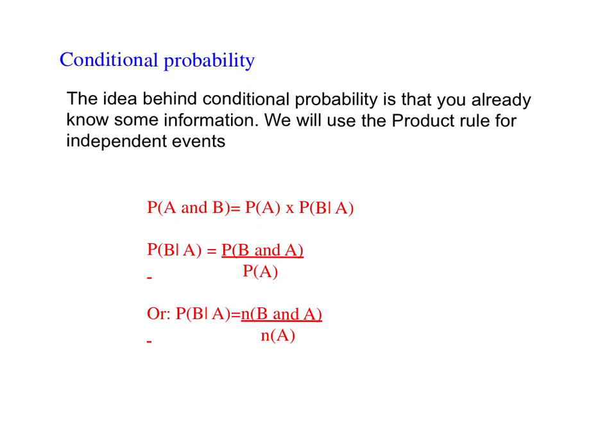There are three different ways of writing it down here. You can use the probability of A and B over the probability of A to arrive at the probability of B happening such that A has occurred. These two equations are just rewritten. Or we can get the probability of B given that A has happened by the number of B and A divided by the number of A.